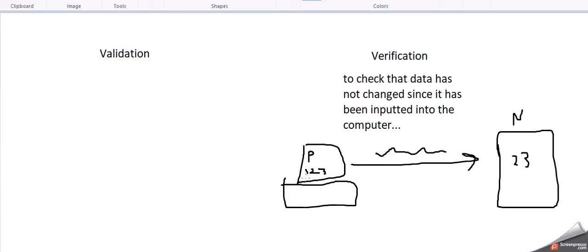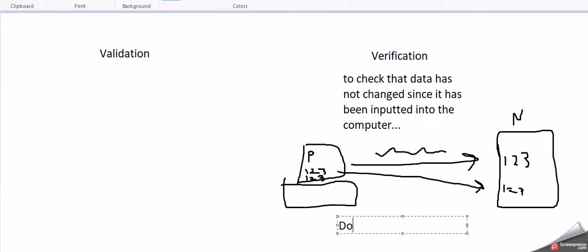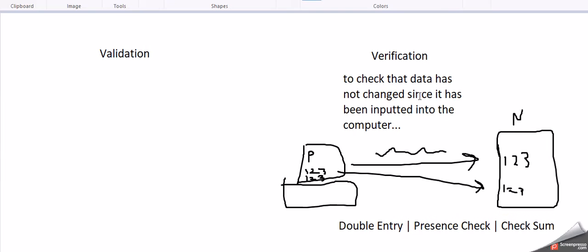So verification is where it forces me to do it twice, like type in my password twice, 123, 123, and it'll send them both to make sure that they match. So you can have double entry as an example. So let's put our examples here: double entry, presence check, and also you can have a checksum. Each one of those is an example of verification, which is to make sure that data has not changed since it's been inputted into the computer.